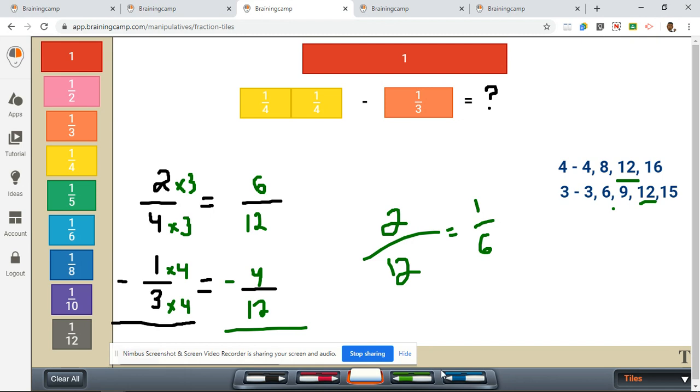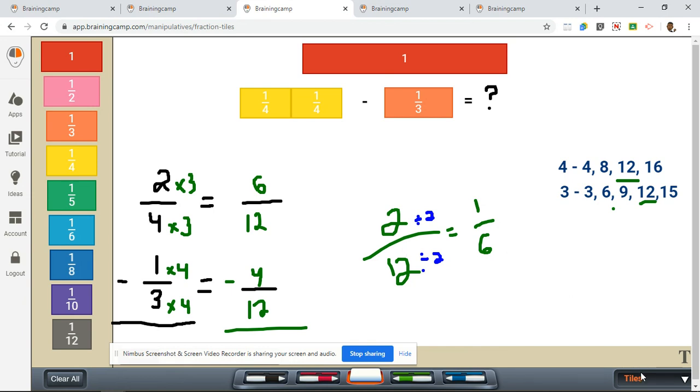I then divide the numerator and denominator, what you do to the bottom, you do to the top, by 2. 2 divided by 2 gives me 1. 12 divided by 2 is 6. Again, that's with simplifying. So your first answer you get is 2/12, and then you can simplify and get 1/6.